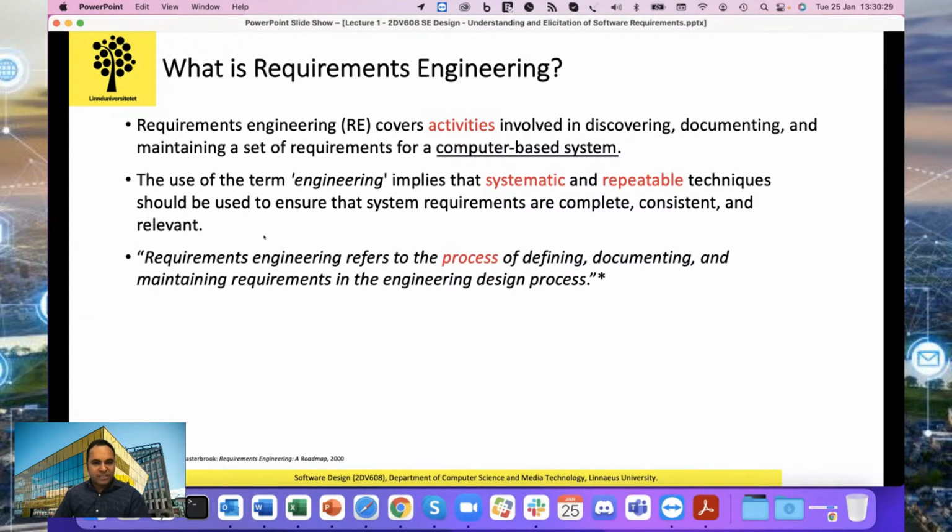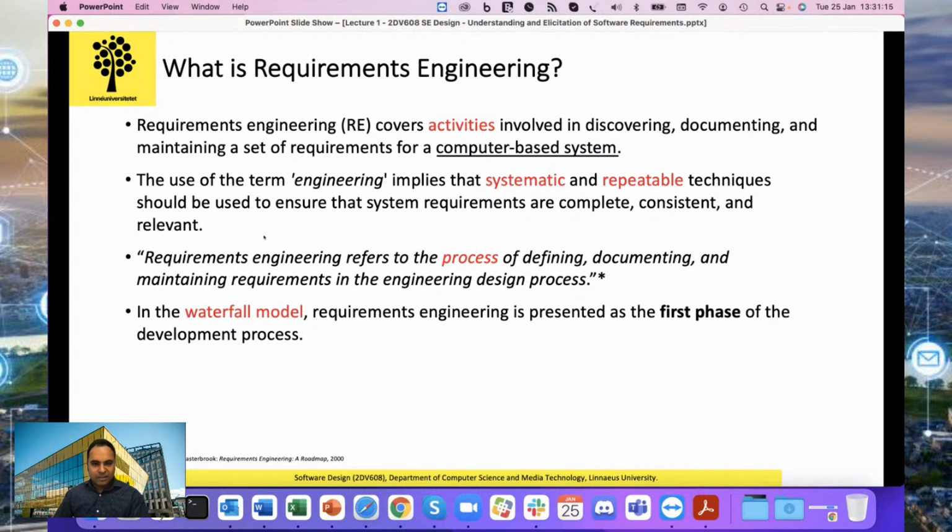So in general, requirements engineering is a process. This process includes defining, documenting, and maintaining requirements. This definition was provided in a book by Bashar and Steve, and this was one of the very first definitions of requirements engineering. The idea here is that requirements engineering is a process. It's not a single action or a single job, but a combination of many things together.